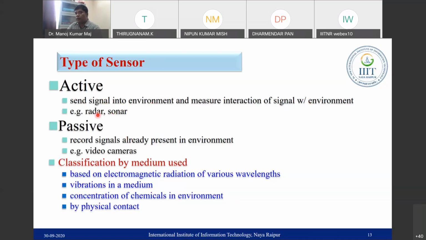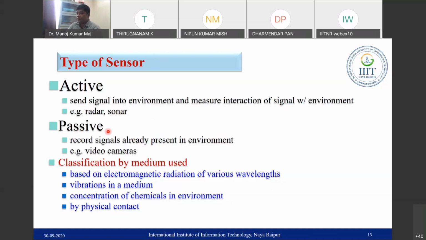Some examples of active sensors are radar or sonar. The radar can send a signal to the environment, and from that waveform or electromagnetic behavior, it can detect it back. So radar and sonar are one kind of active sensor. It can send the signal and it can also detect the signal. That is called the active type of sensors.